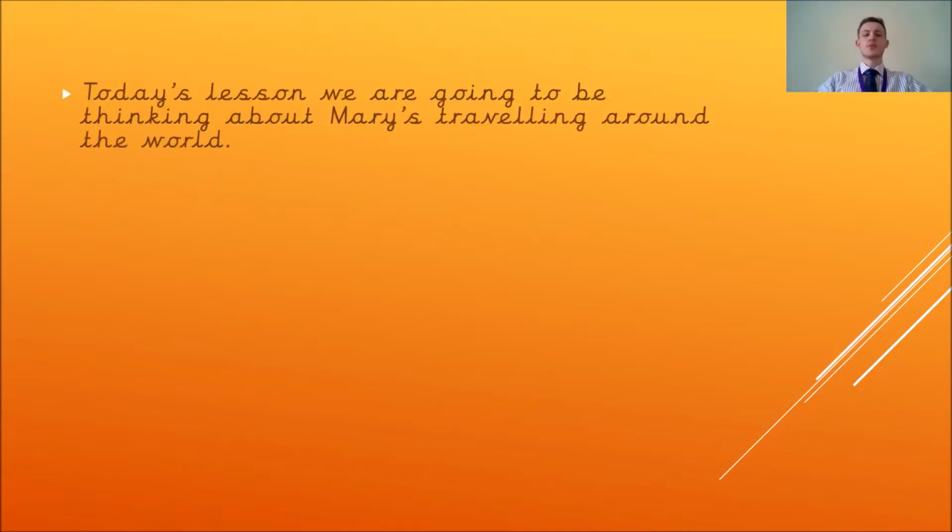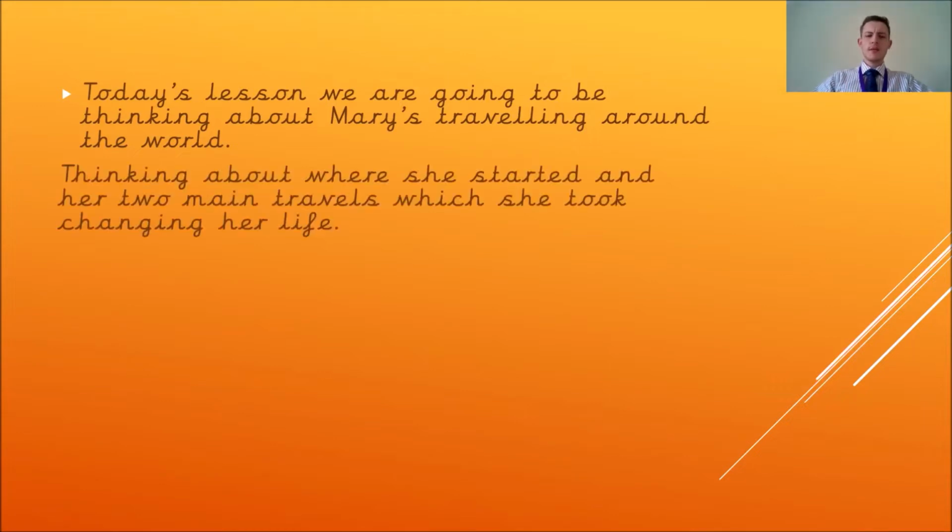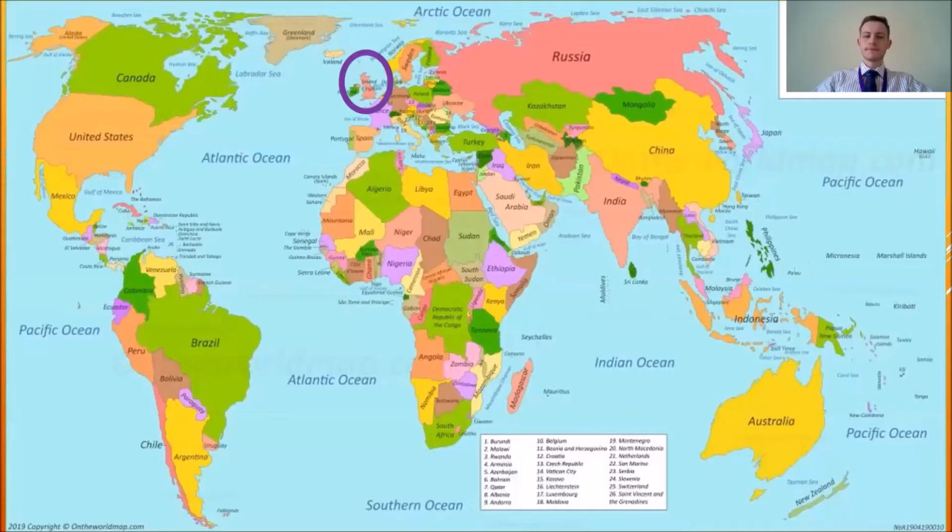So in today's lesson, we're going to be thinking about Mary travelling around the world. Thinking about where she started and the 2 main routes that she took which changed her life. First, we need to look at a world map.